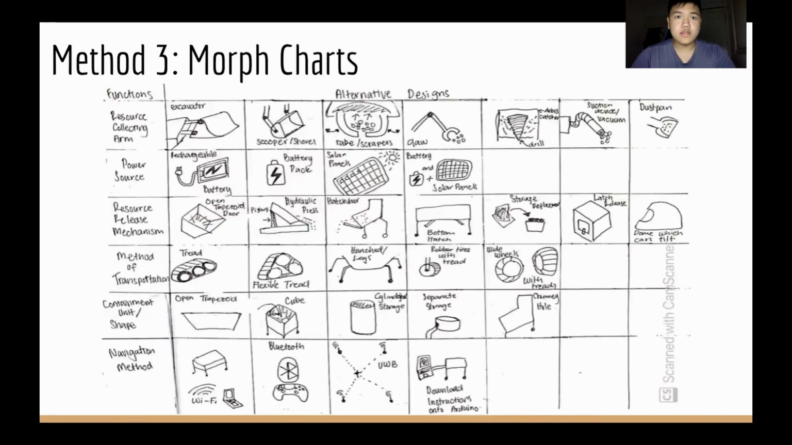Our third and last concept generation is the morph charts. Each team member constructed a morph chart online, and in the end, we collated it together to create a team morph chart, which includes all of our team's members' solutions to each function. This method improves the team's creativity in generating design solutions, and organizing it as a morph chart further develops a more unique approach to each function, and thus a different solution.